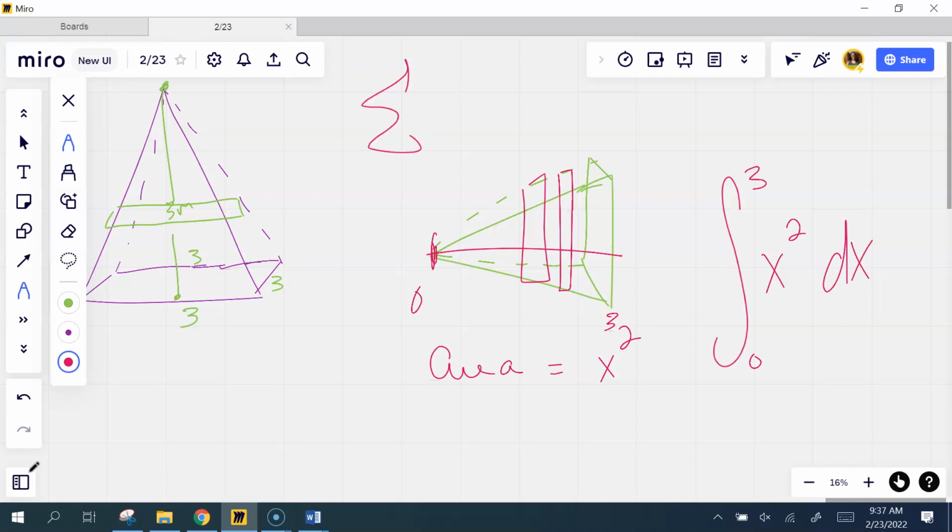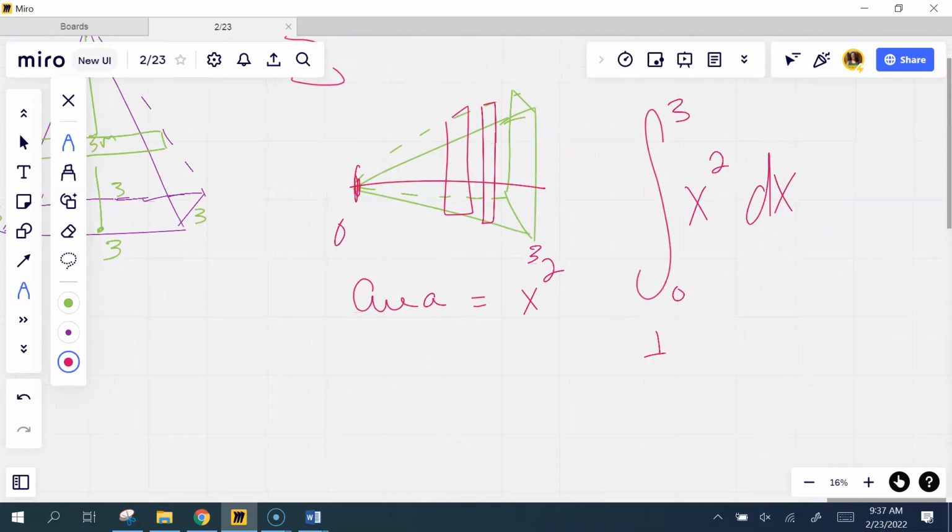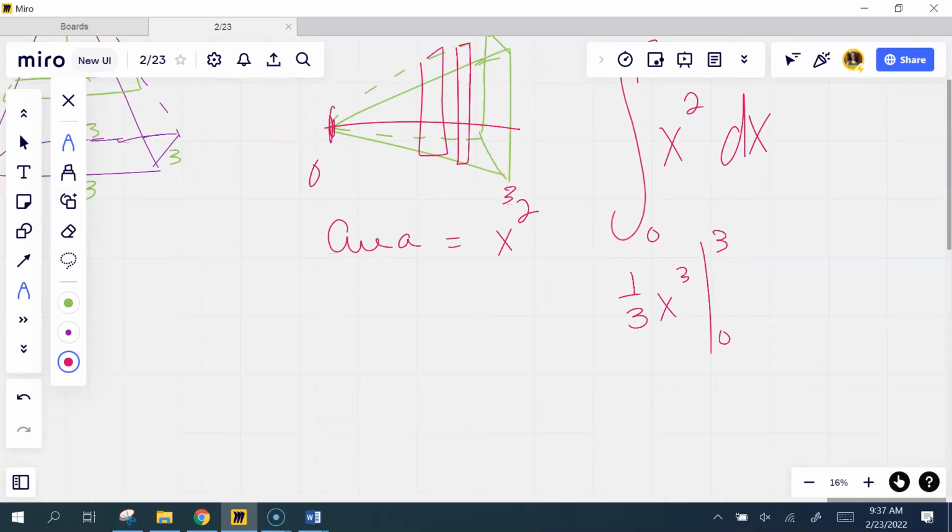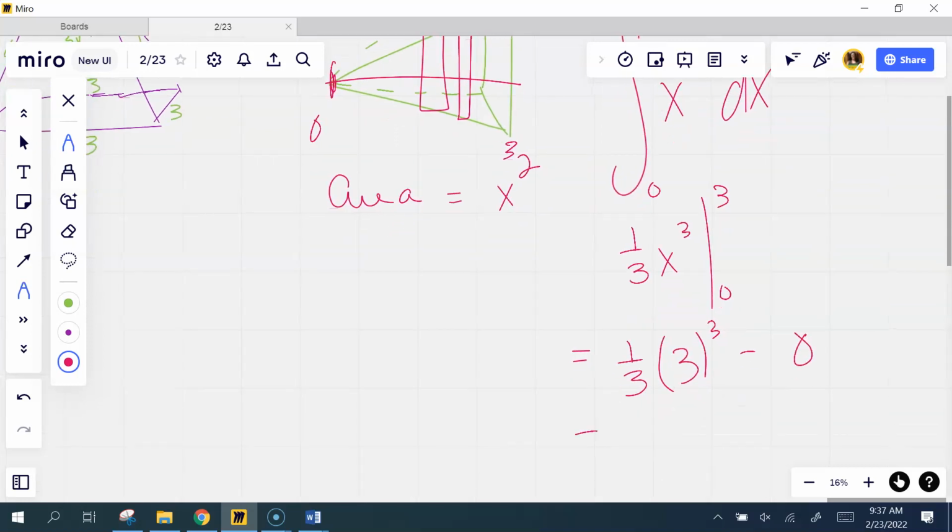Right. Now, evaluate it. 1/3 x cubed, evaluated from 0 to 3, which is 1/3 times 3 cubed minus 0, of course. And this isn't exact because I'm using squares that are the same. That's correct, sorry, yes. Meters cubed. Somebody look up how you find the volume of a pyramid.